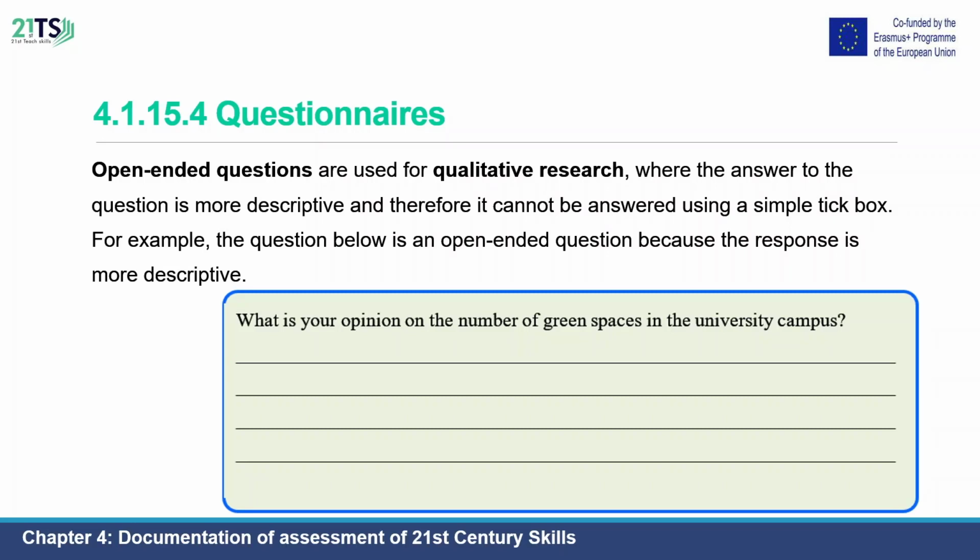For example, the question below is an open-ended question because the response is more descriptive. The participants in this research have to answer the question about what is your opinion on the number of green spaces in the university campus. So they can express their opinion on this, which is known as an open-ended question. And the data we collected from the response is qualitative data.